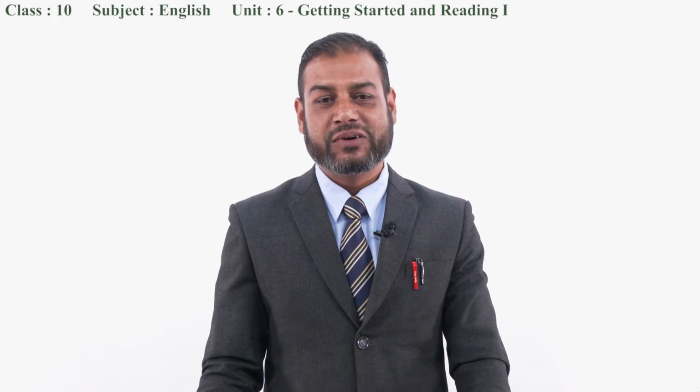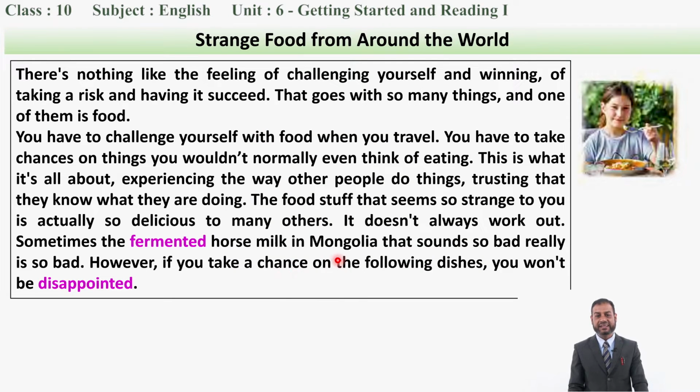Now I hope you might have understood the paragraphs here, and here is given an example of Mongolia. See, fermented horse milk in Mongolia, that sounds so bad, really it's so bad. However, you take a chance, so fermented horse milk in Mongolia, it can be a kind of food item, but that is completely new to us, okay? And here are some food items, and if you want to taste them, it means that you should not be disappointed. You can enjoy the taste of these food items, okay?